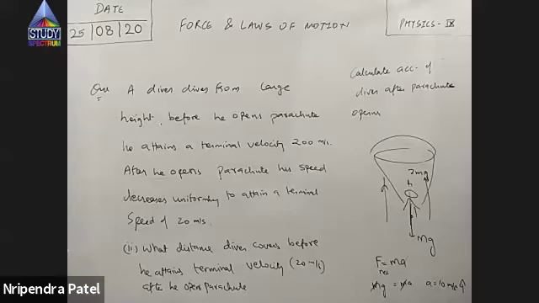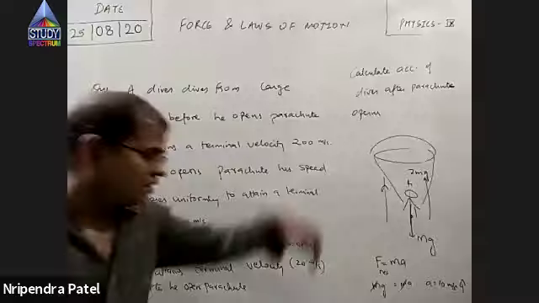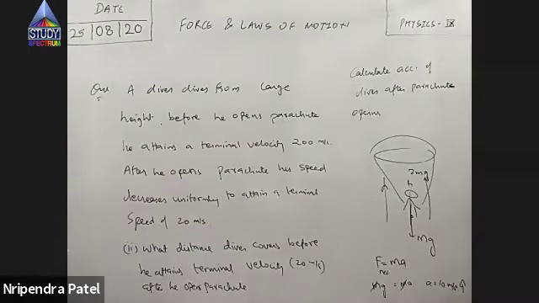Sir, do we use v square is equal to u square plus 2as? Yes. Acceleration is constant, 10 upwards. Initial velocity is 200 downwards. Final is 20 downwards.